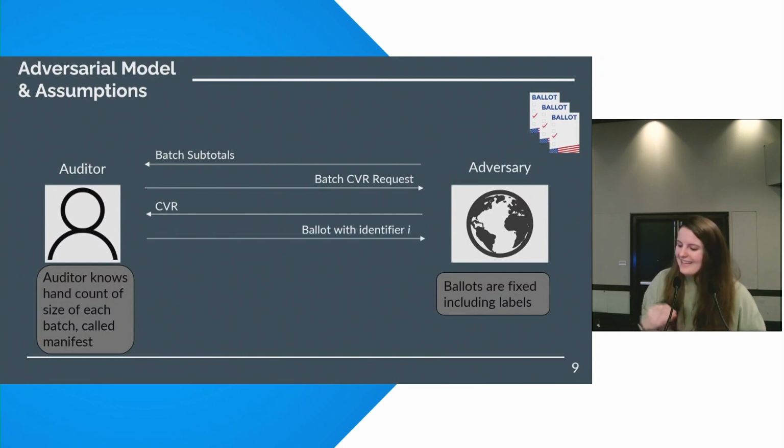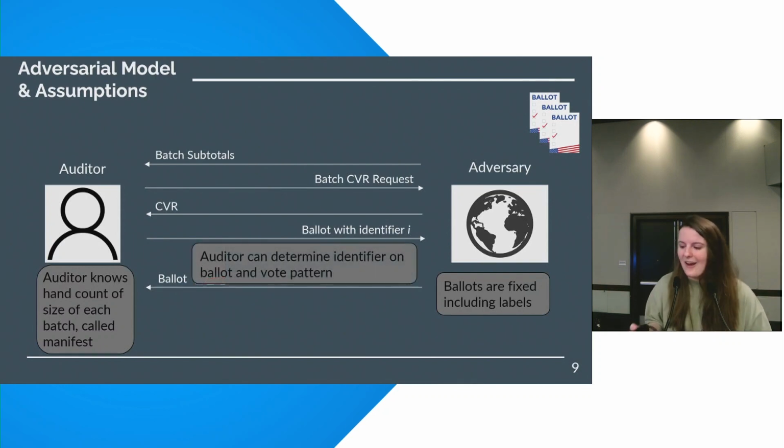So, then the procedure is the same as a normal ballot comparison audit. The auditor requests a specific ballot. The adversary responds in turn with this ballot. And our third assumption of our model is that the auditor can determine the identifier on the ballot and the vote pattern on the ballot. So then they interpret this ballot, they compare it to the corresponding CVR row, and they repeat this process of requesting and receiving specifically batch CVRs and ballots until the audit concludes.